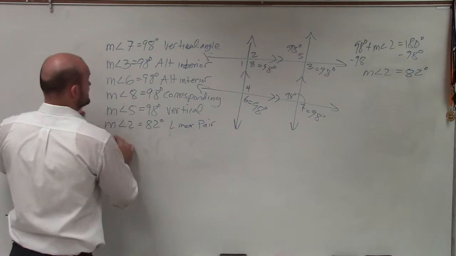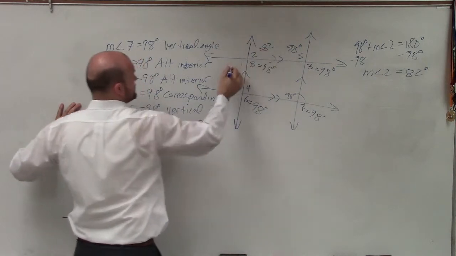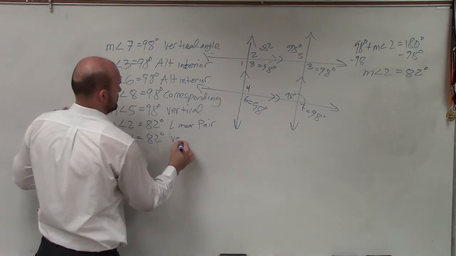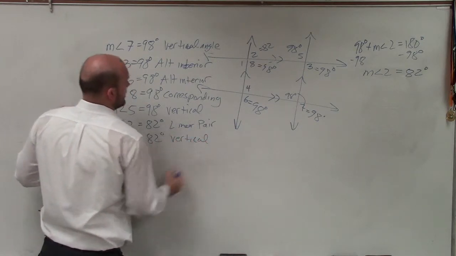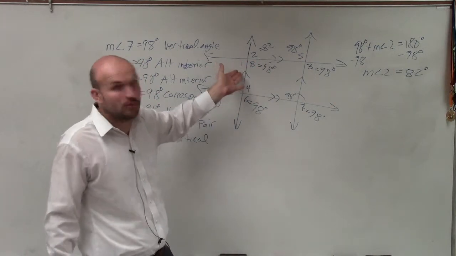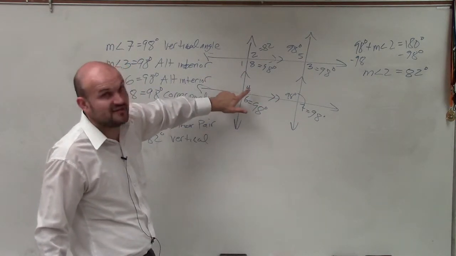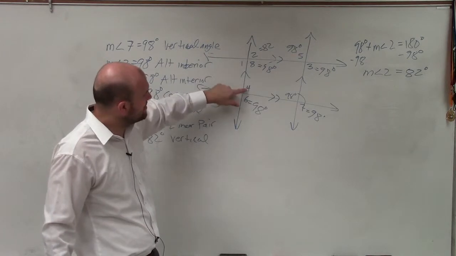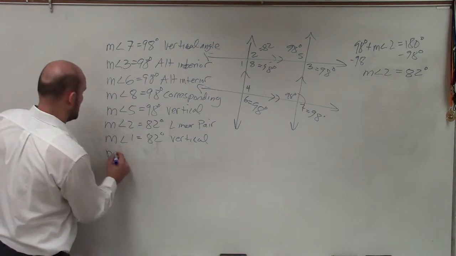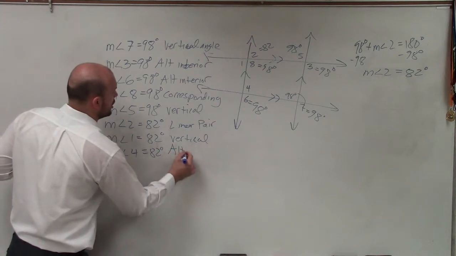And then I can say the measure of angle 1. If that's 82 degrees, the measure of angle 1, that is a vertical angle. Or you could also say the measure of angle 1 and the measure of angle 8, that's a linear pair. So you could have proved that the measure of angle 1 was 82 degrees by linear pair as well. You could say the measure of angle 1 is equal to the measure of angle 4 because they're alternate interior. Or you could say the measure of angle 4 is 82 degrees because 4 and 6 are a linear pair. So there's a couple different ways we could say that. I'll just say the measure of angle 4 is equal to 82 degrees because alternate interior.